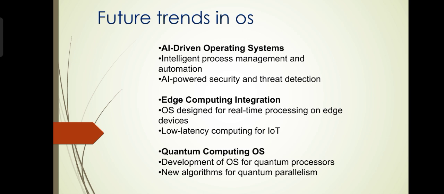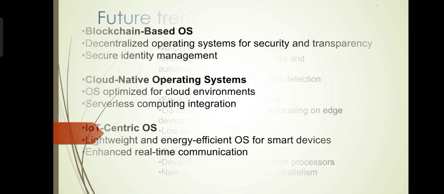And future trends in OS. The future trends in OS are AI driven operating system, which deals with intelligent process management and automation, and AI powered security and threat detection. Next is edge computing integration. OS designed for real time processing on edge devices, low latency computing for IoT. Quantum computing OS, development of OS for quantum processing, and new algorithms for quantum parallelism.